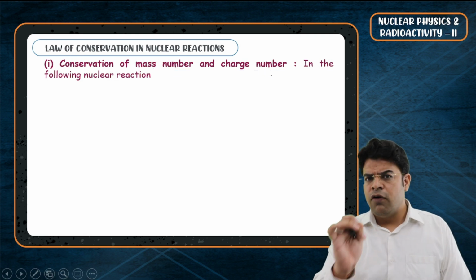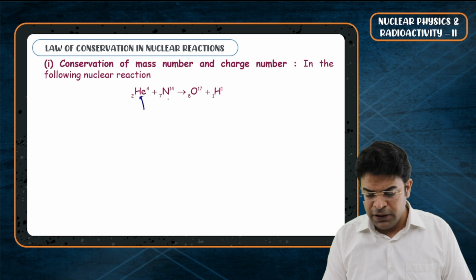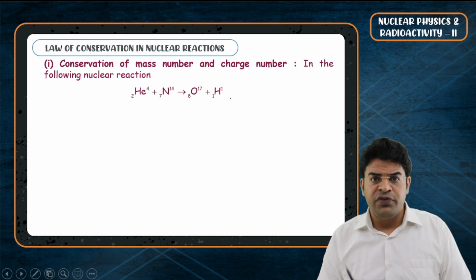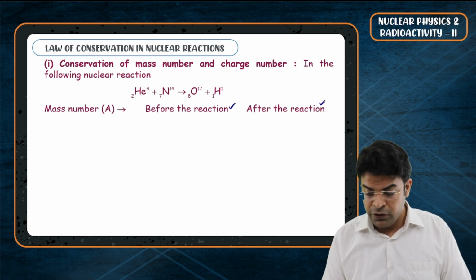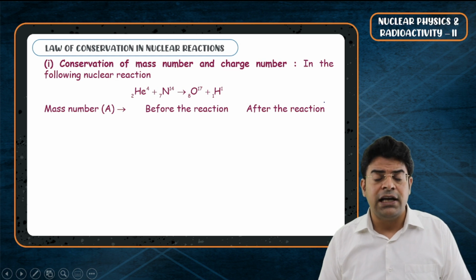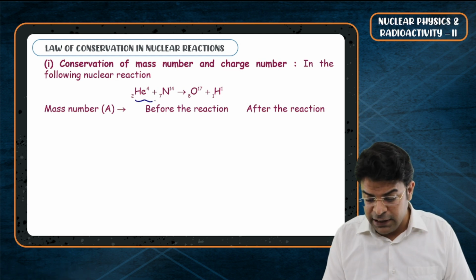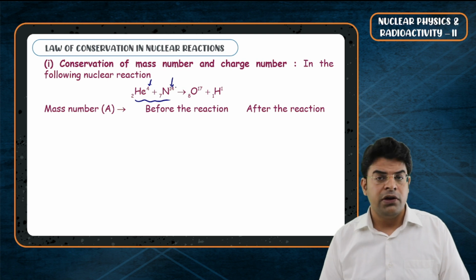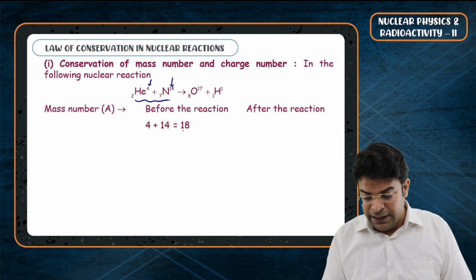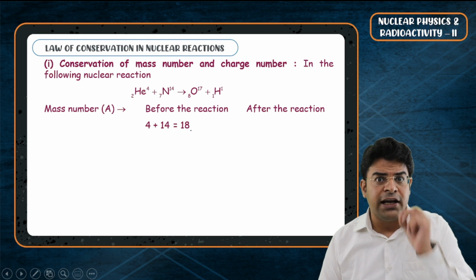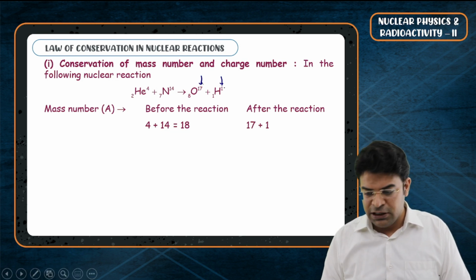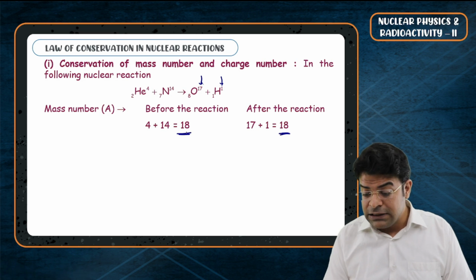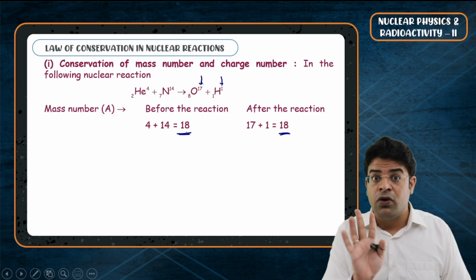So let's think of a nuclear reaction in which helium plus nitrogen converts into oxygen plus hydrogen. If we think of the mass number before the reaction and after the reaction, before the reaction, the total mass number of the reactants is 4 plus 14. So the mass number is 18. And after the reaction, the mass number is 17 plus 1. So after the reaction, the mass number is still 18. So the mass number remains conserved. Mass is not at all conserved.